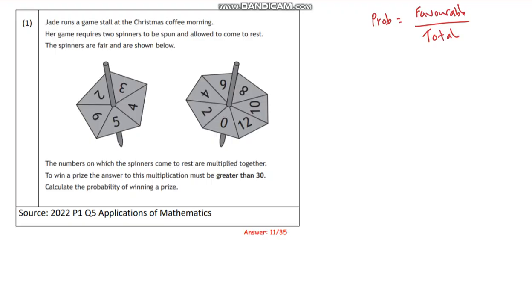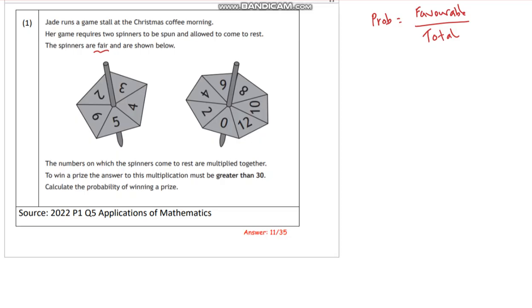And let's have a look. So we've got Jade, who runs a game. The game requires 2 spinners to be spun and allowed to come to rest. Fair just means that there's no preference to a number. It's not weighted, but they've all got an even chance. The numbers the spinners come to rest on are multiplied together to win a prize. This multiplication must be greater than 30.